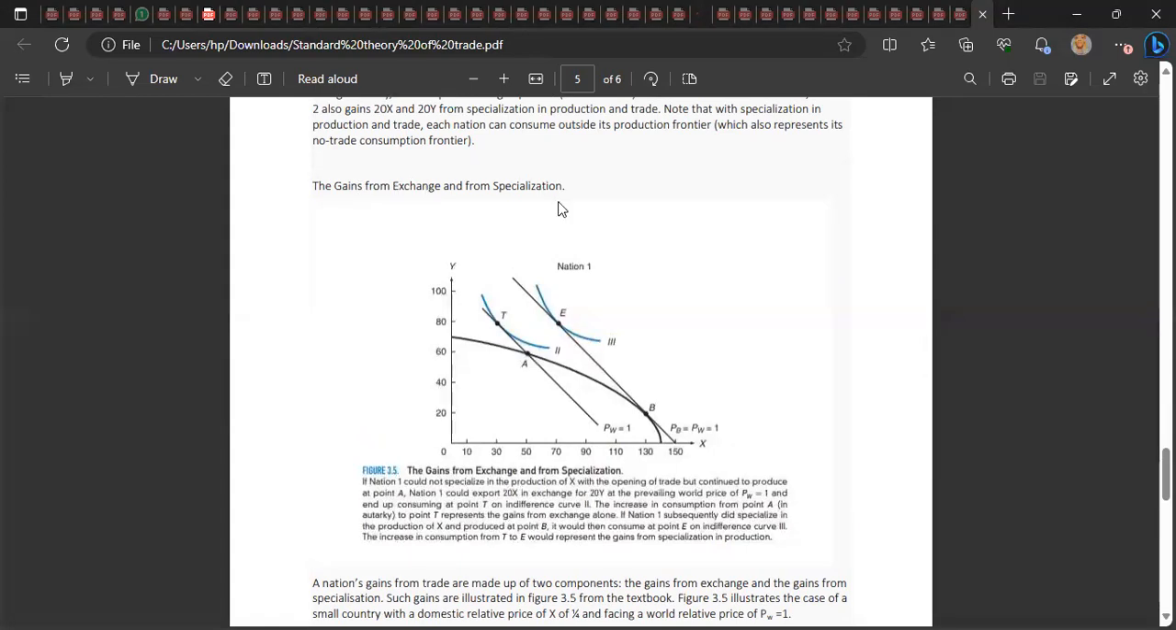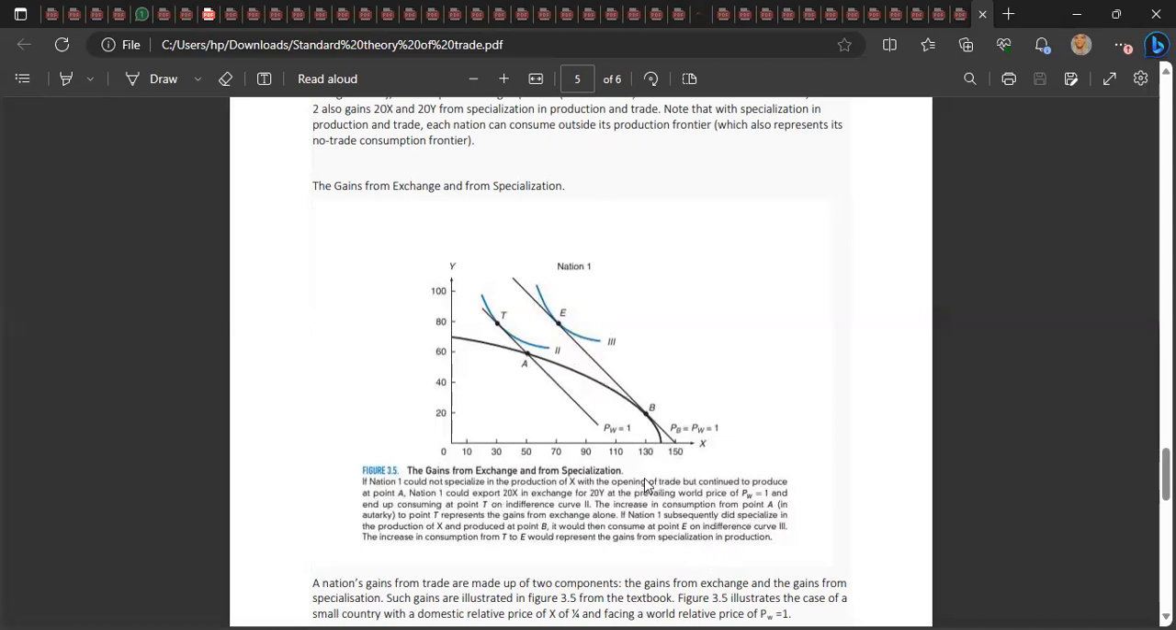When we talk of gains of exchange and then gains from specialization, if you look at the movement there from A to T, in terms of consumption, if you watch this out here, we are still dealing with the same straight line, right? We are still dealing with the same straight line.